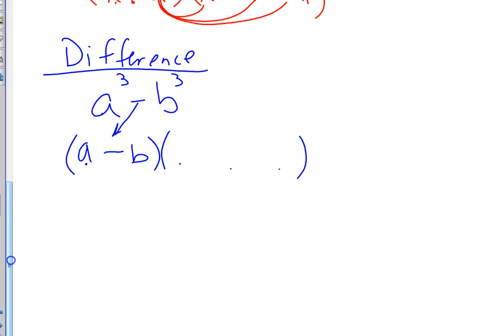I first multiply the first number times itself. A times a is a squared. I then multiply the first number times the second number. A times b is ab. But if that's a minus sign, I change that to a plus sign. It always has to be opposite, so they'll cancel when you multiply them back out. And then I multiply the last number, b times itself. Negative b times negative b is positive b squared. And that will be how you factor using the difference of cubes.